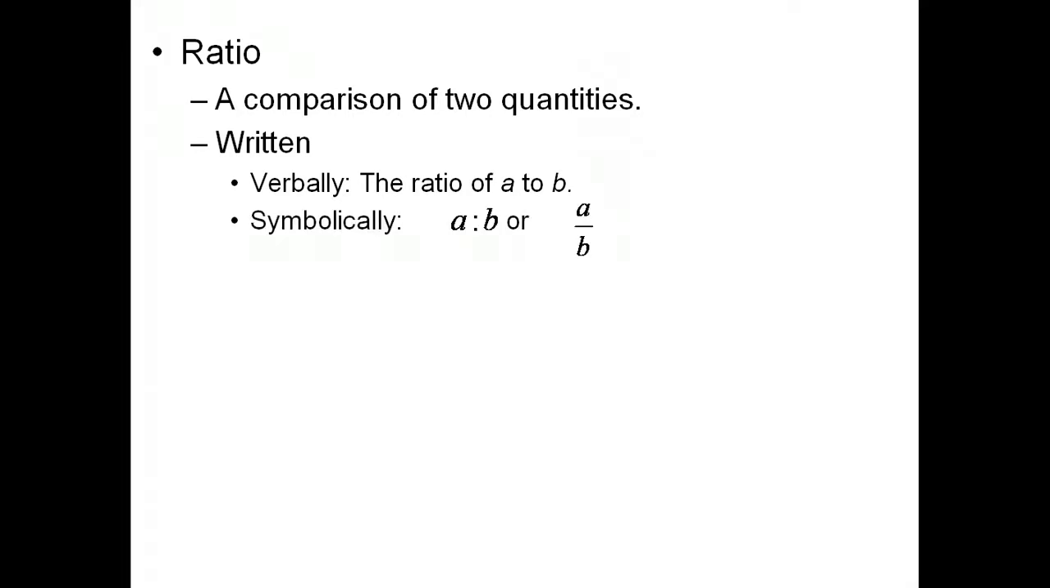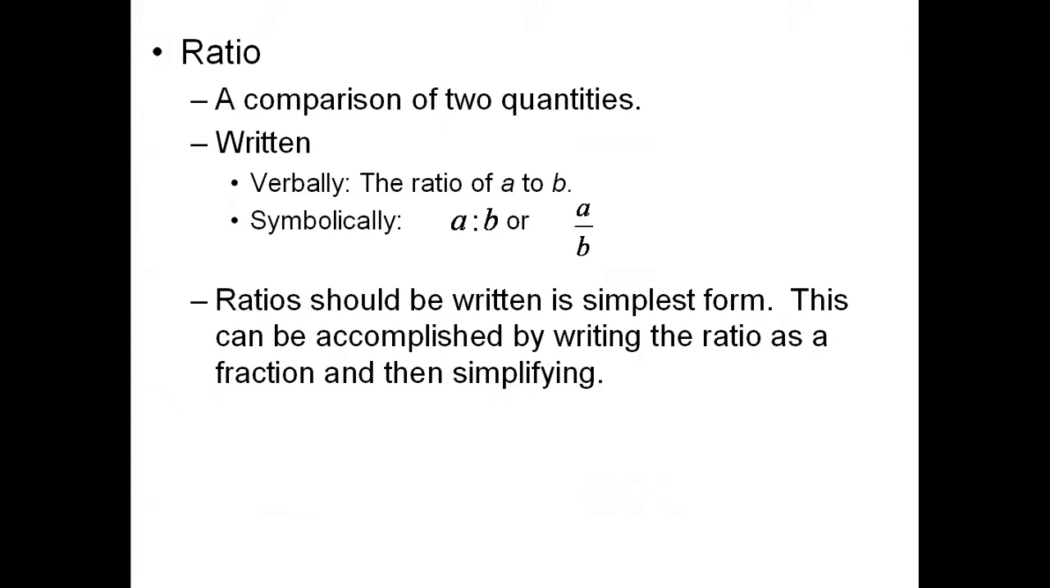We write it symbolically either with a colon, A colon B, read A to B, or we write it as a fraction, A over B. In fact, that's the reason we call rational numbers fractions. Rational numbers are called that because a fraction is a ratio of two numbers. 2/3 means 2 to 3.